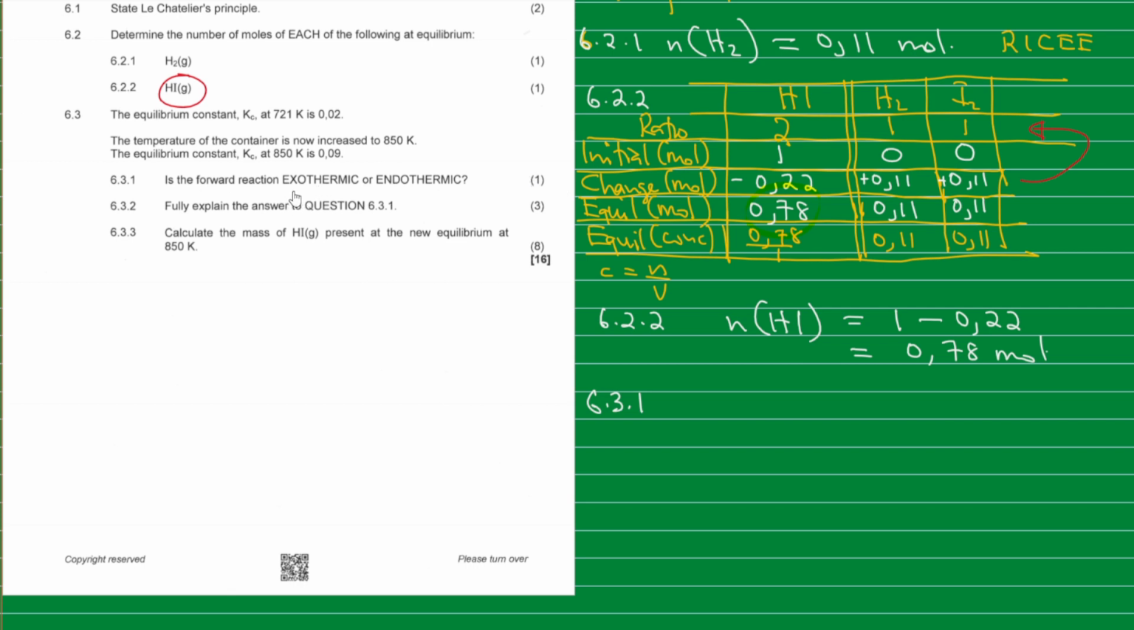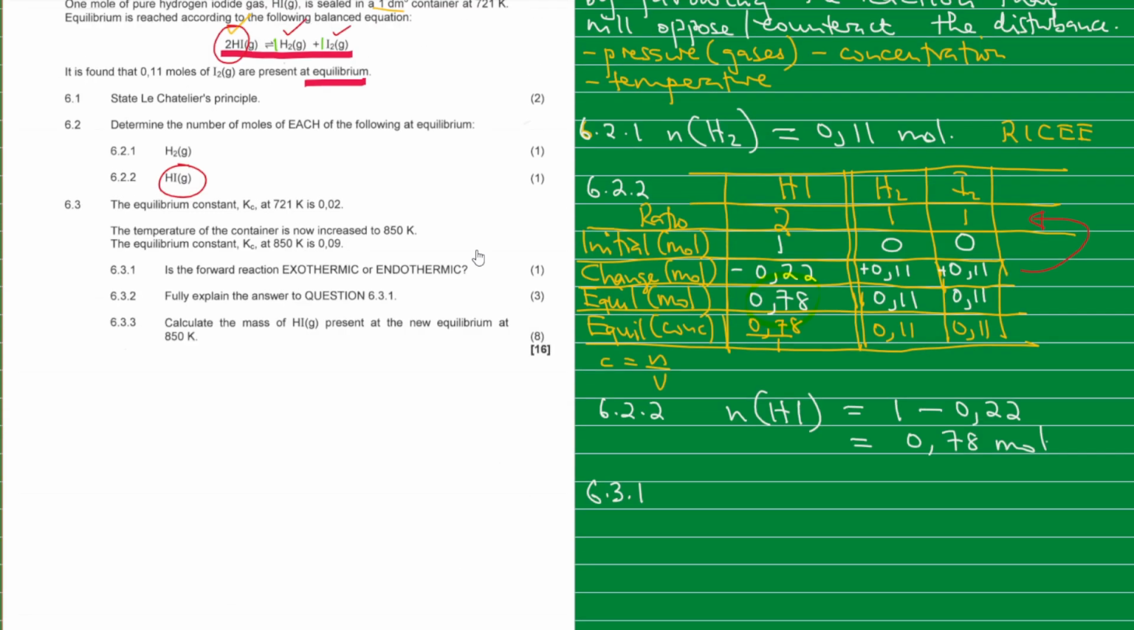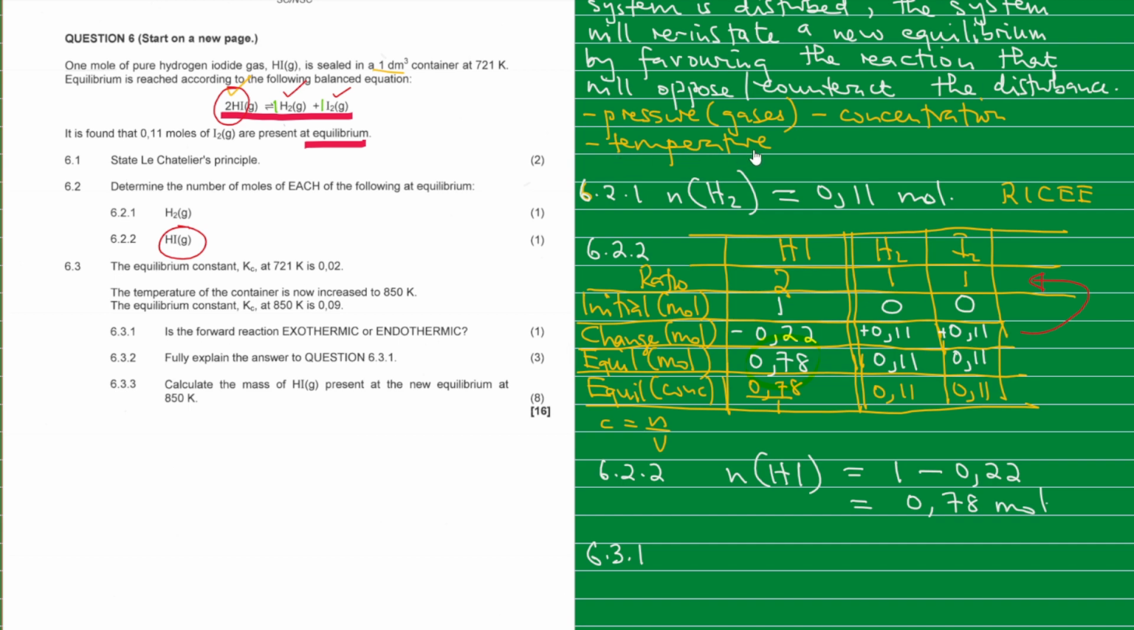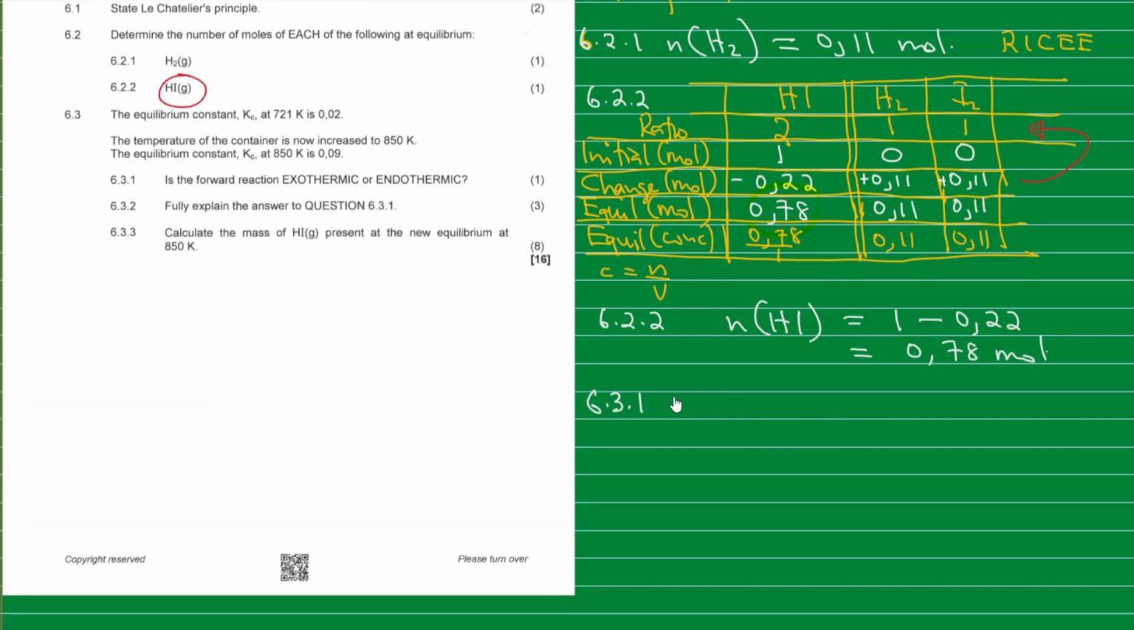Now here you'll find that we have a situation where we changed one of the conditions, and the condition that we have changed here is temperature. Now temperature is the only factor that can change the Kc, the equilibrium constant. Now the equilibrium constant is defined as the concentration of the products divided by the concentration of the reactants. Now I'll use this to explain the relevance of this formula in this particular situation. We are given that when the temperature was increased, the equilibrium constant also increased. So looking at this formula here, when the equilibrium constant increases, it means that the products have increased.